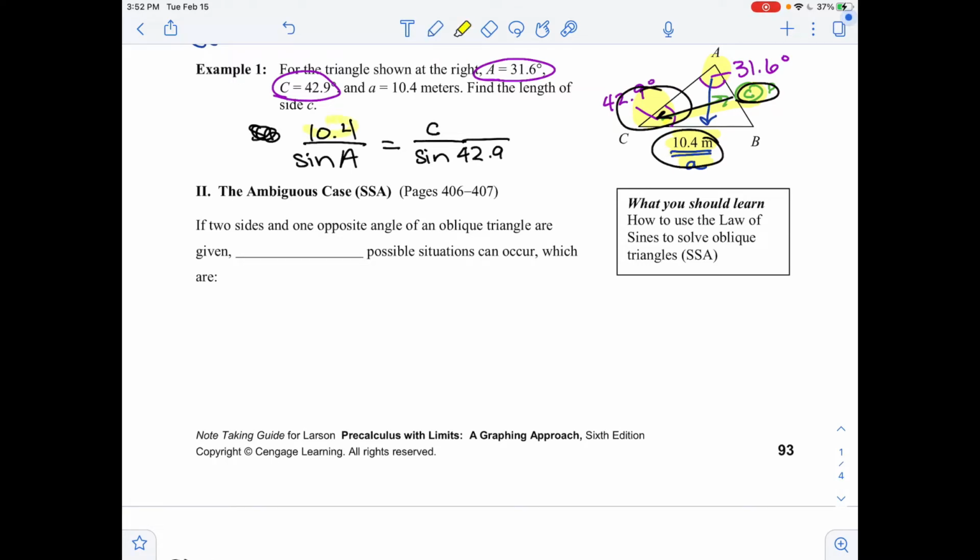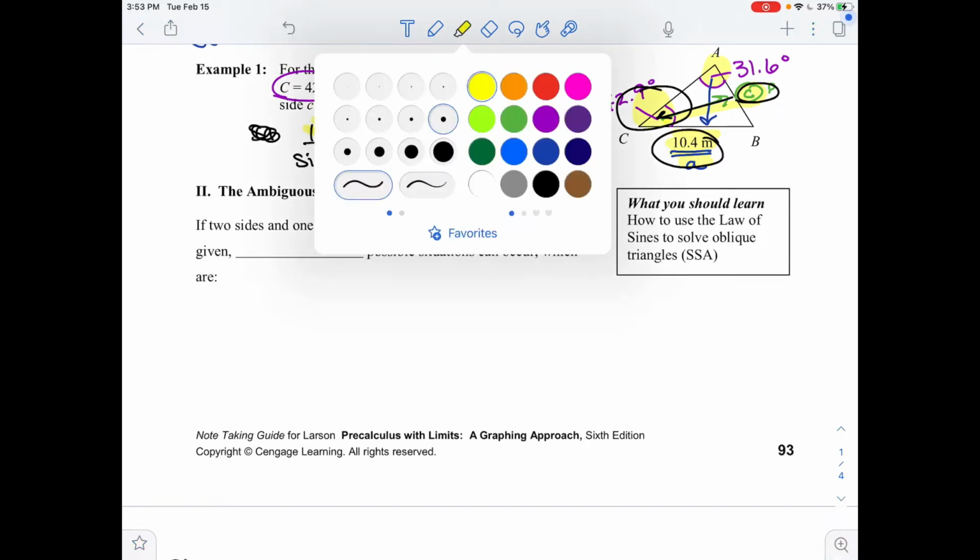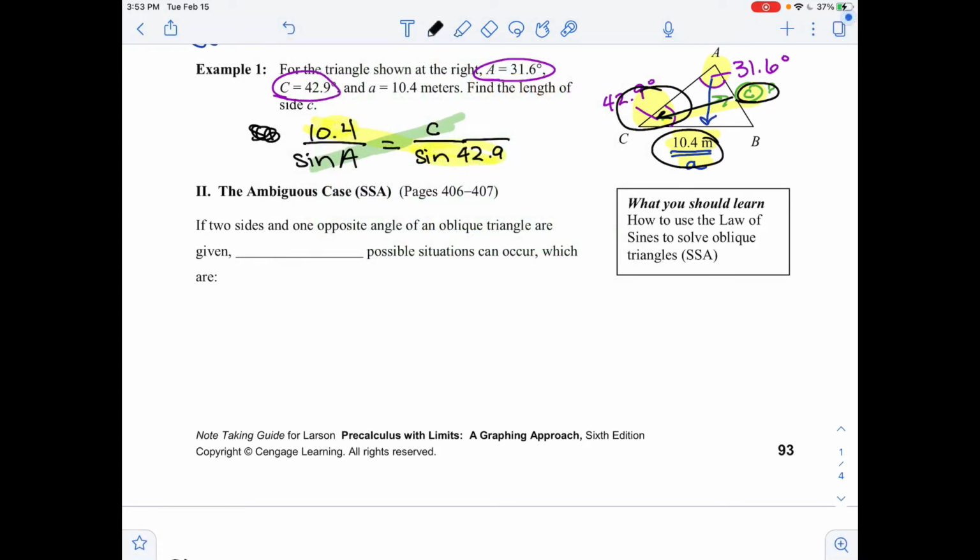Now we're going to use cross multiplication. So now we're left with 10.4 times the sine of 42.9 equals C times the sine of angle A, which is 31.6. So if I want to get C by itself, we're going to divide both sides by the sine of 31.6 degrees. And we're left with C equals all of this.